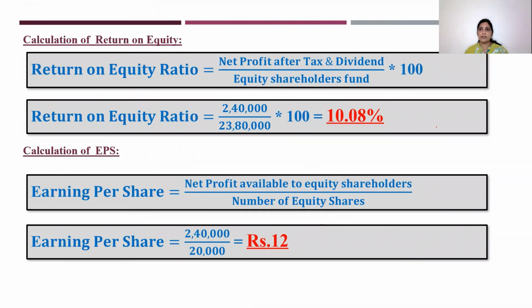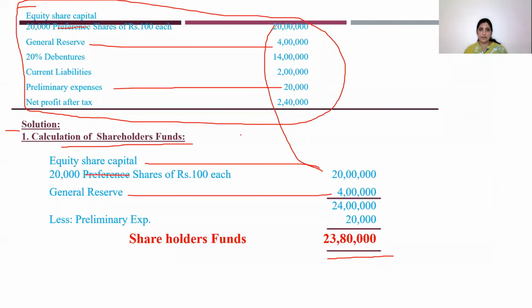So now we'll find out return on equity. Return on equity ratio is equal to net profit after tax and dividend divided by equity shareholders funds into 100. So net profit after tax and dividend is 2,40,000 divided by equity shareholders funds, that is 23 lakhs 80,000. This is given over here already, net profit after tax. I have taken it from here directly. 2,40,000 divided by 2380, into 100. You have to get 10.08%.